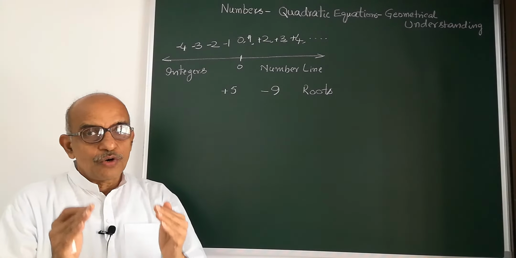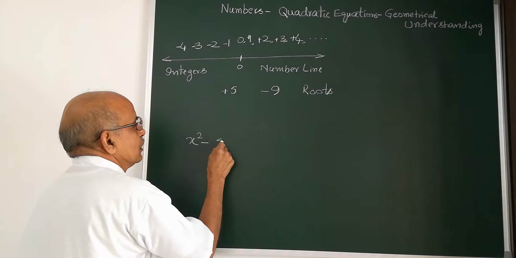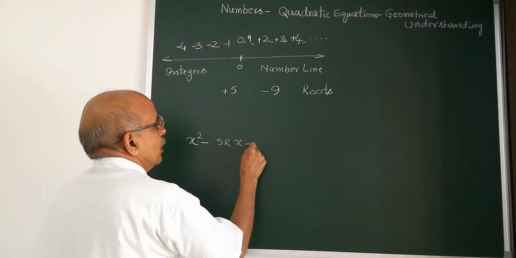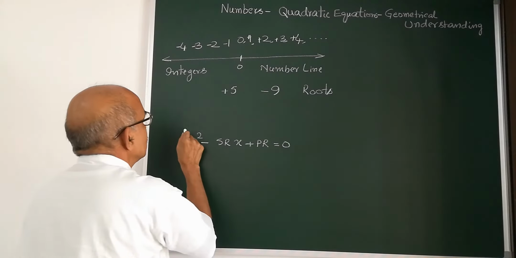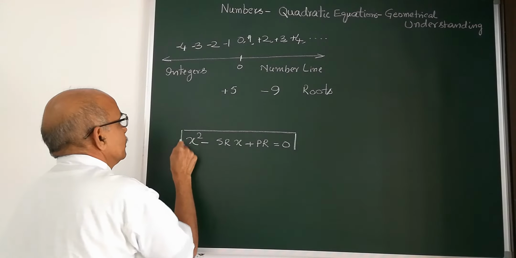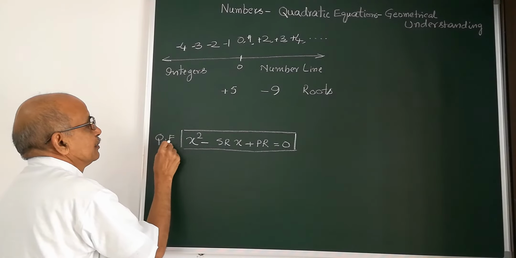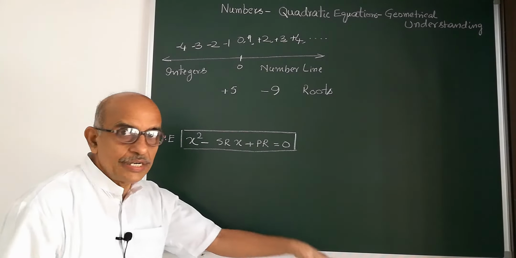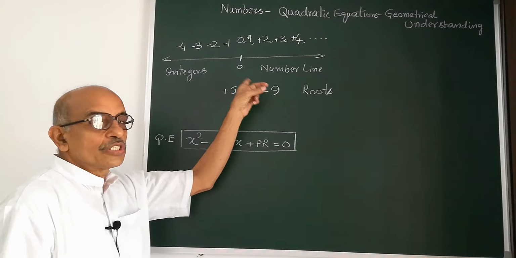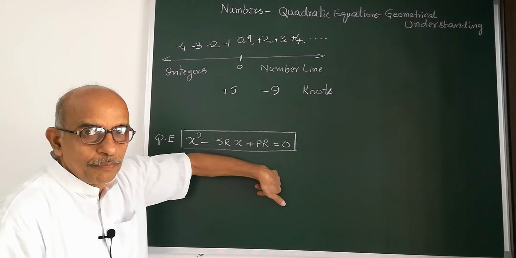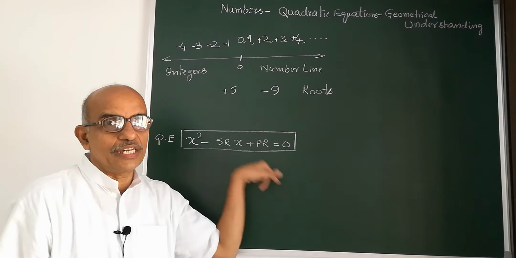Now the standard quadratic equation is written as x square minus sum of the roots times x plus product of the roots is equal to 0. This is the standard quadratic equation. Now we will solve this quadratic equation. The solution for this quadratic equation we already know. So starting from the answer, we are framing the problem. Then we will solve the same problem and get the same answer. This is the logic. You can understand the logic.